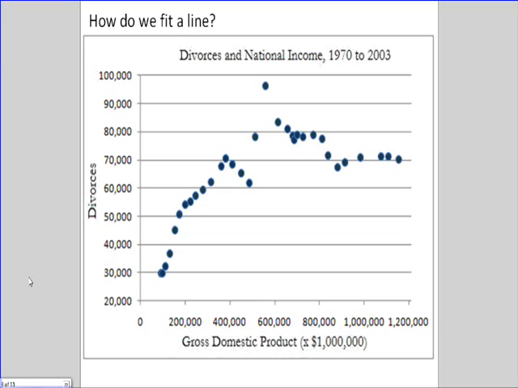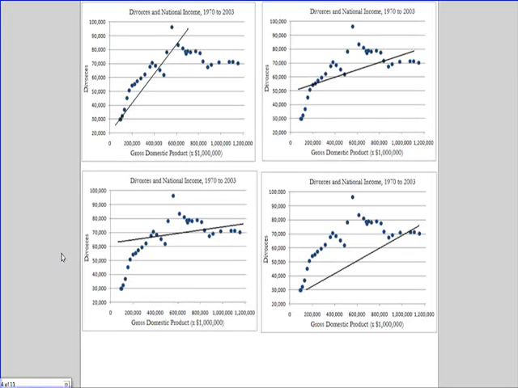Now, let's talk about how we fit a line. We can see here, this is real data, the relationship between divorces and gross domestic product. And we can see that as gross domestic product rises, we tend to see an increase in divorces in Canada. But how do we fit it? Here are 4 lines fitted to the scatter plot, and it's difficult to say. We don't have the tools right now to say which of these lines fits best. But that's where linear regression comes in.